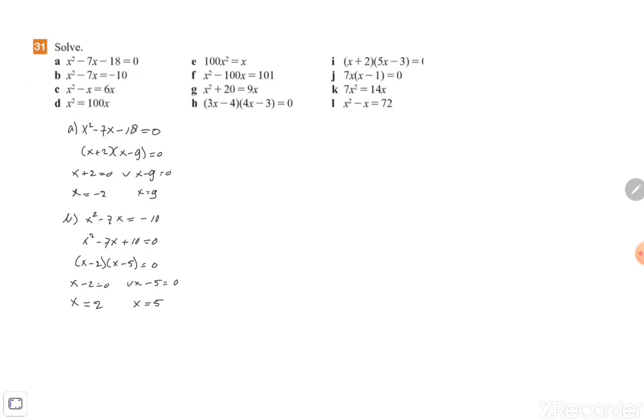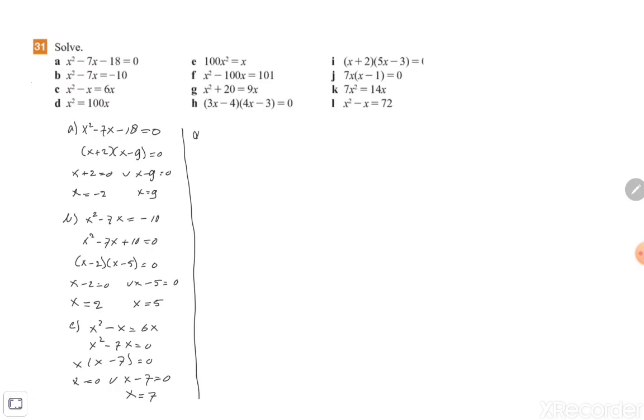Alright, exercise C. x² - x = 6x. Now make the right side equal to 0. You get x² - 7x = 0. We can't use the product-sum method, but we need to factorize with the x, and then x - 7 inside the brackets is equal to 0. So x is 0 or x - 7 is 0, so x is 7. Alright, so those were the first 3 exercises.